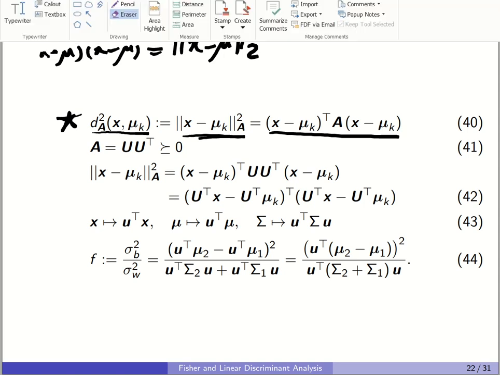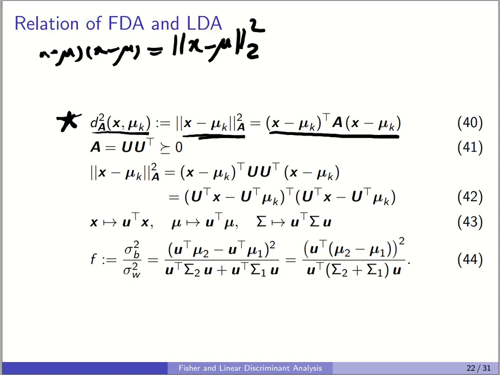SQRT. This is a squared Euclidean distance. However, we can have Mahalanobis distance. What is Mahalanobis distance?